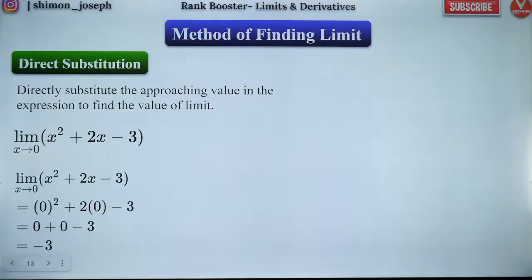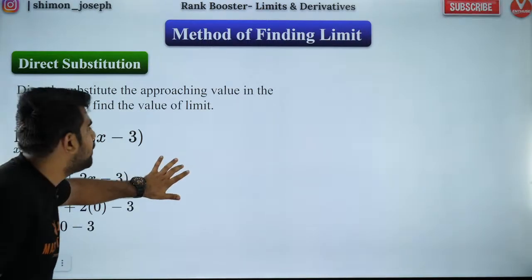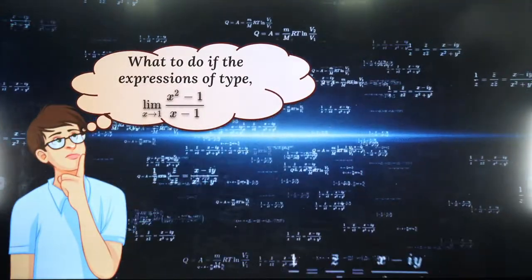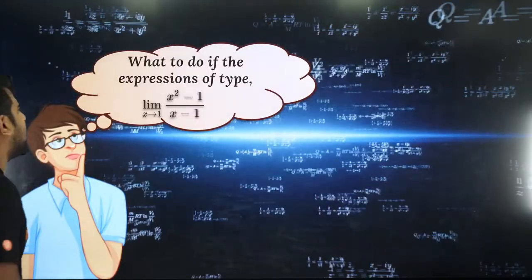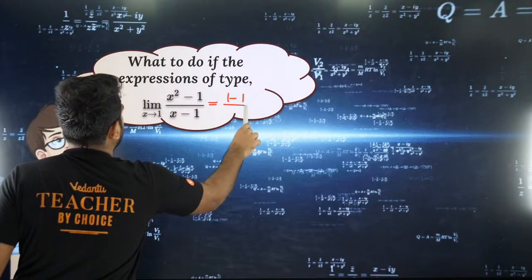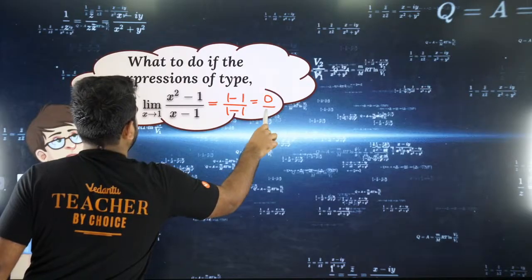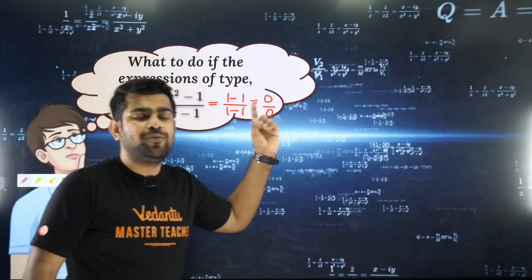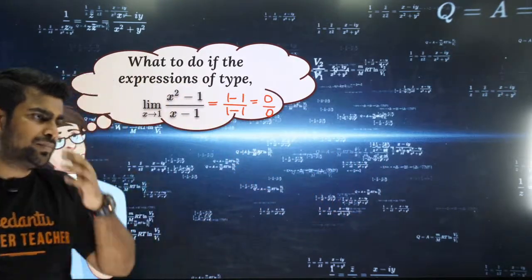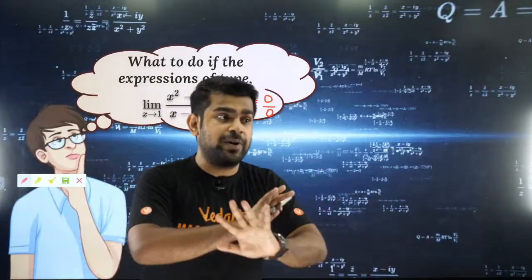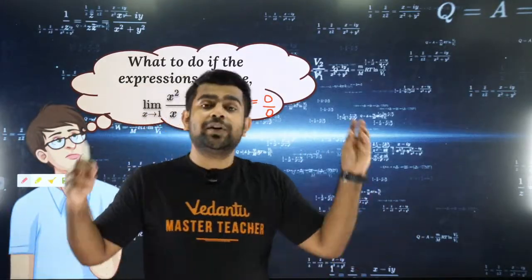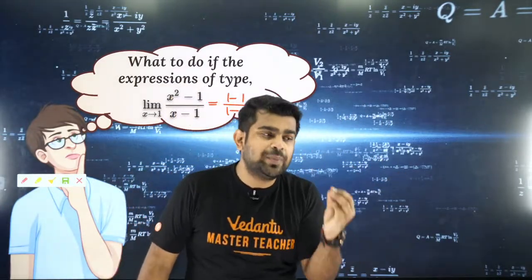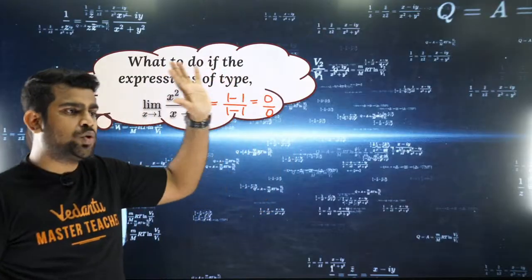But what if you have a problem? Let's say something like this. Then what will you do? What to do if you have an exception like this? So now listen carefully. If I use direct substitution, I'll get 1 minus 1 by 1 minus 1, which is 0 by 0. Is 0 by 0 a finite number? Yes or no? Think about it and tell me. 0 by 0 is not a finite number, guys. Nobody can tell you what that value is, because it is an indeterminate value. 0 by 0 is an indeterminate value. Are you all clear? Is everybody cool with it?